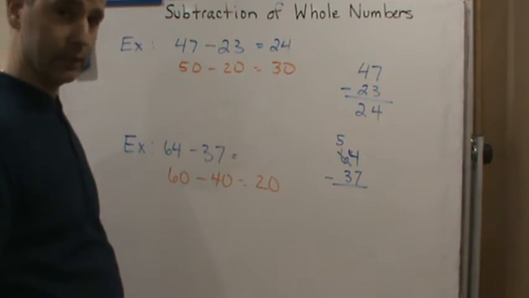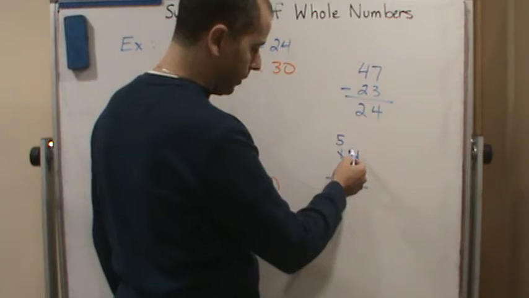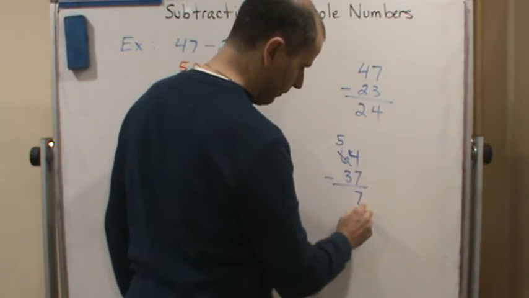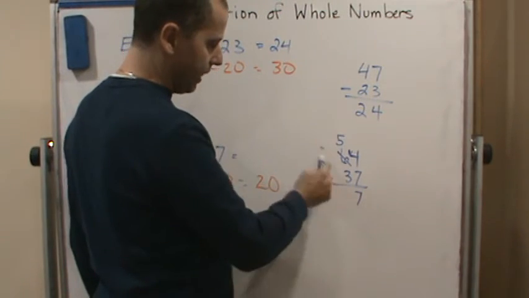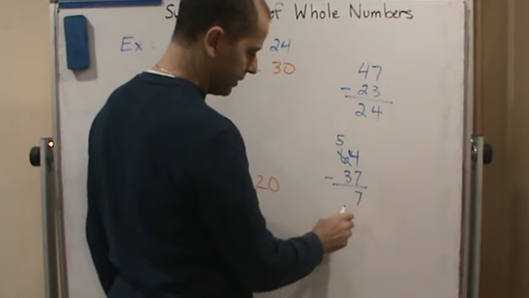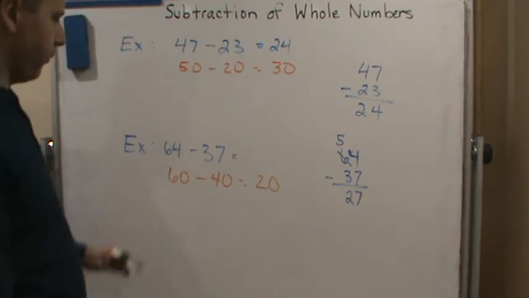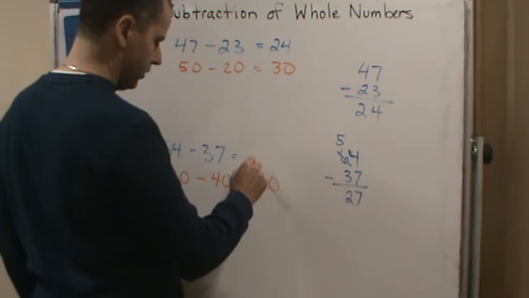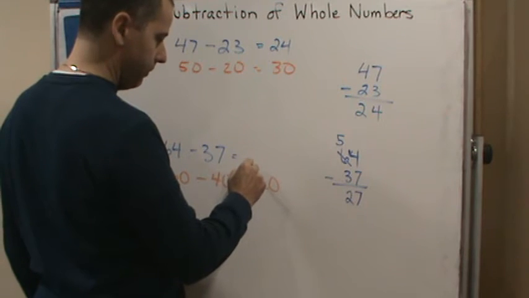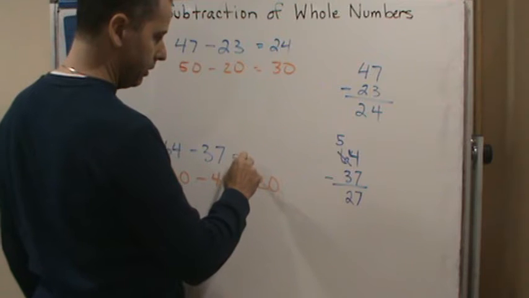Okay, see how that works? So now I'm going to take 14 minus 7, which gives me 7, and now I go to the tens column, and I'm going to do 5 minus 3, which is 2. And so 64 minus 37 is 27. Yep, 27.